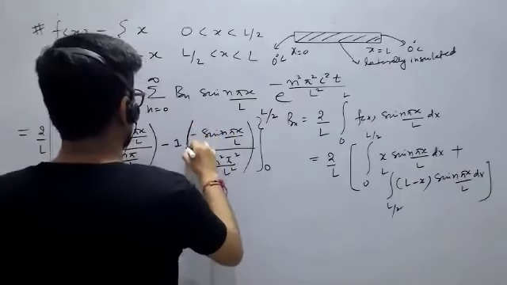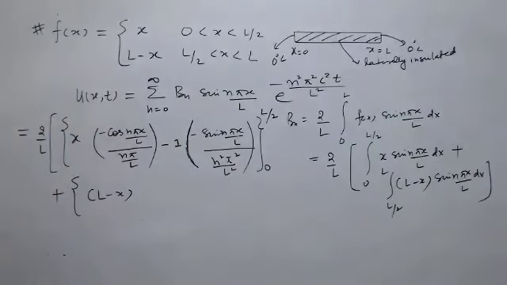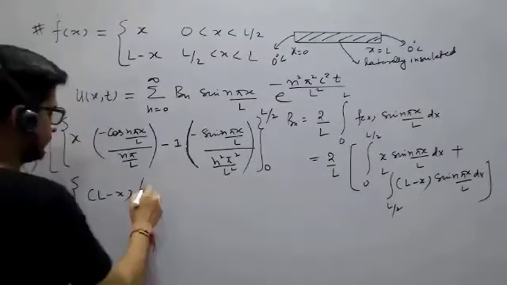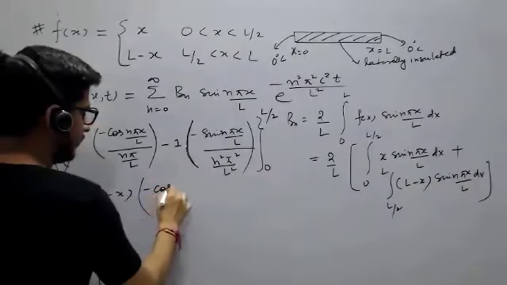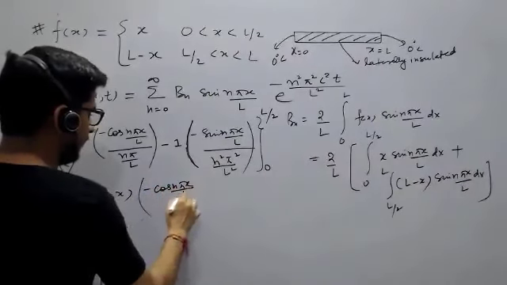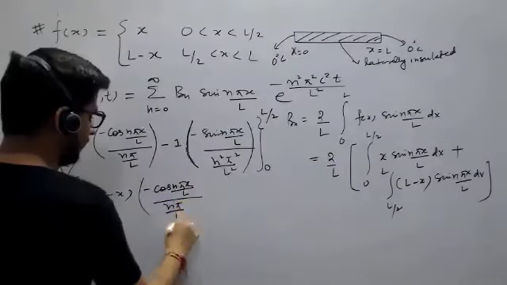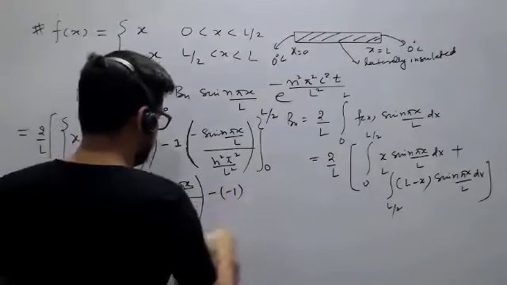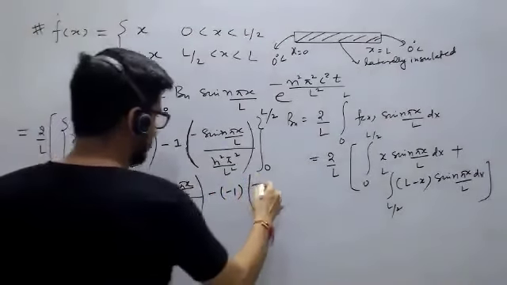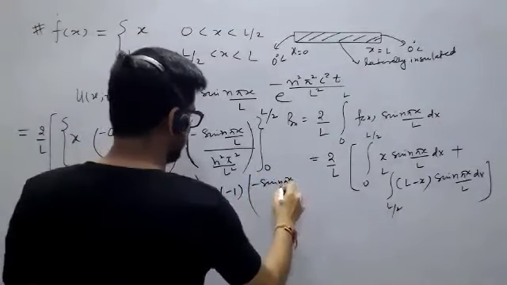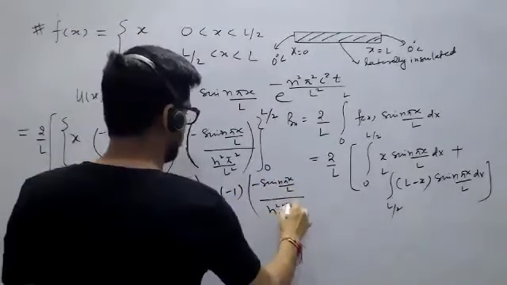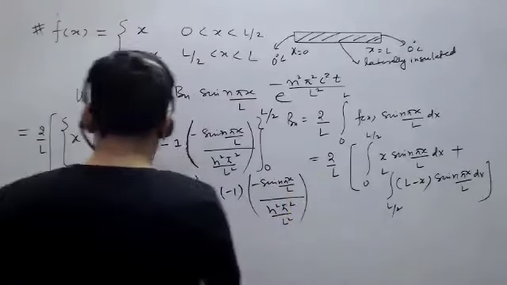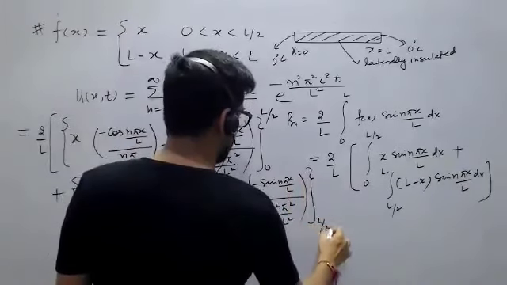The limit is L by 2, so it will be n pi by 2. Then plus the first term, integration of the second: minus cos n pi x by L over n pi by L, minus derivative of this is minus 1, and the integral of this will become minus sine n pi x by L over n square pi square by L square, and this whole thing will go from L by 2 to L.